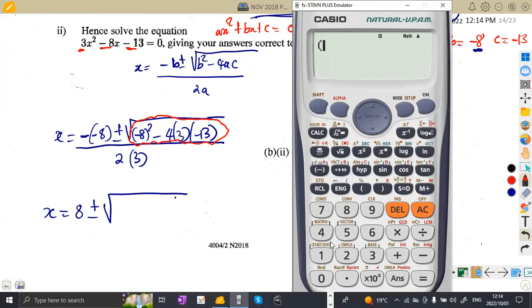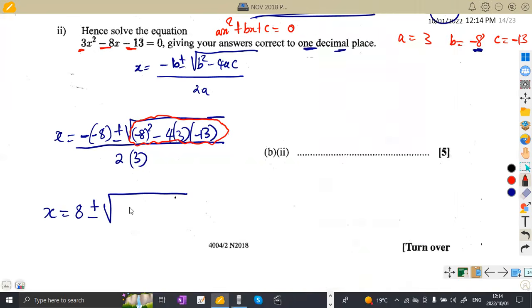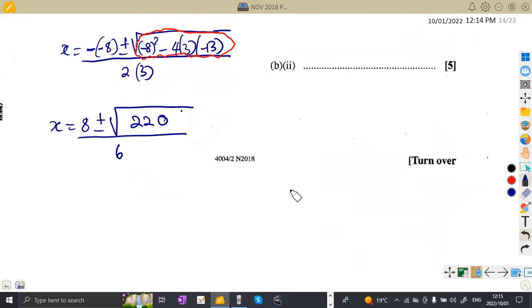It's negative 8 squared. So I'm just going to put a bracket here, negative 8 squared minus 4 times 3 times negative 13. Here we are going to obtain 220. So this is going to give us the square root of 220, everything over 2 times 3, which is 6. So what do I do at this stage? That's where I can separate these two now, the plus or minus.